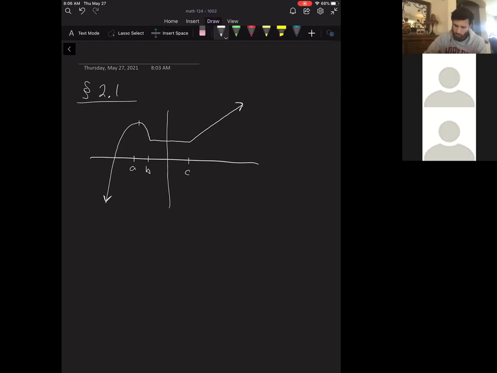So if we look on this graph, looking from left to right, the graph is moving upwards until the point A, and then from A to B, we're moving downwards again. From B to C, it's kind of horizontal, and then from C on to infinity, the graph is moving upwards.